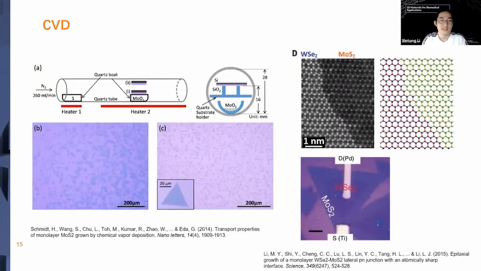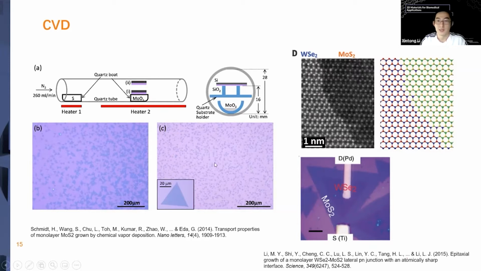And then the CVD is chemical vapor deposition. This is probably the most practical method for industrial synthesis of TMD, because first of all, it's cheap, and second of all, it's easier for this method to be integrated into the existing industrial process. So this figure shows a very simple setup of CVD, where the sulfur and the molybdenum oxide react at a high temperature, and it was deposited on the sample.